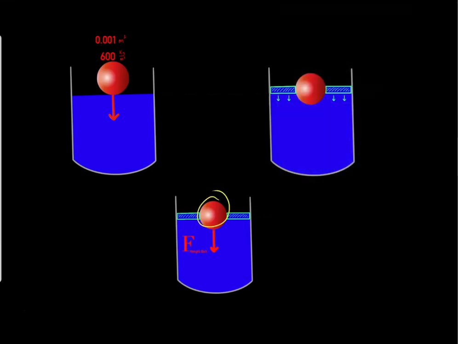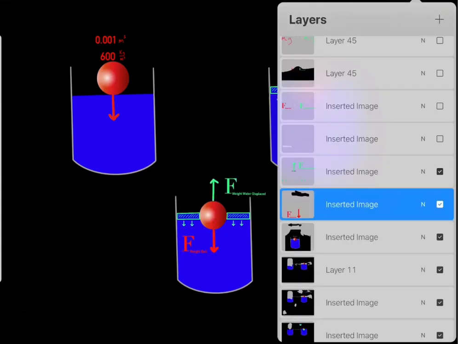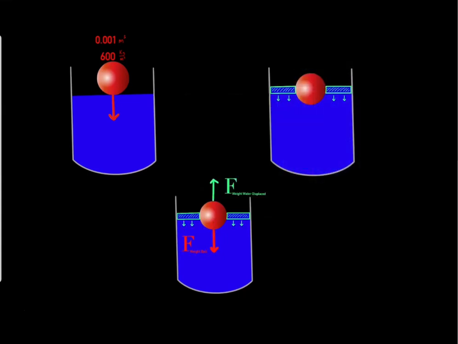Again, this ball has mass, so because it has mass, we know it has a weight. Anything with a mass has a weight. So it feels a force downward due to its weight. However, there's a certain volume of water that's been lifted up, and this volume of water also has mass, because it's water. So it also feels a force wanting to go downward.